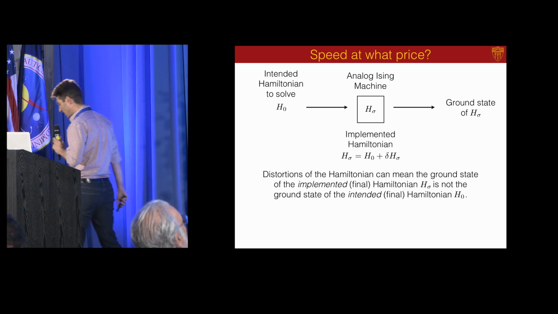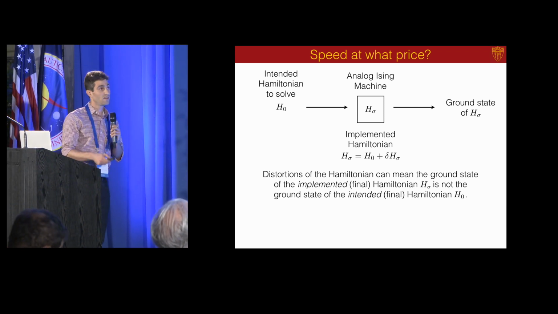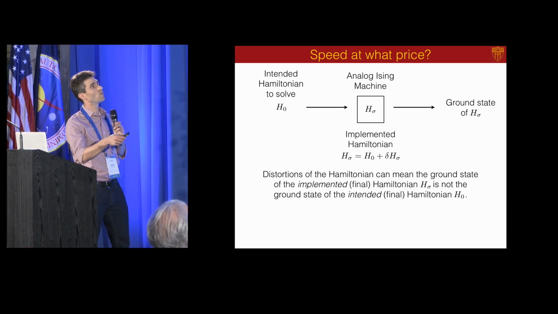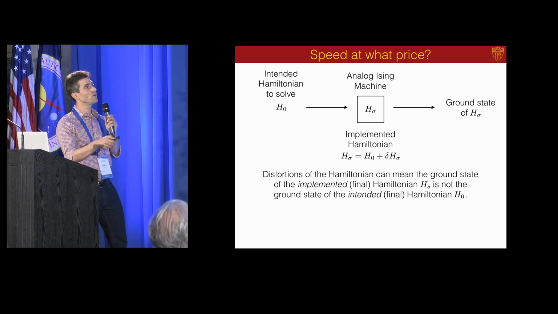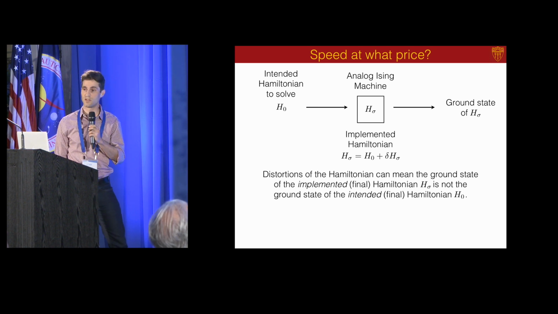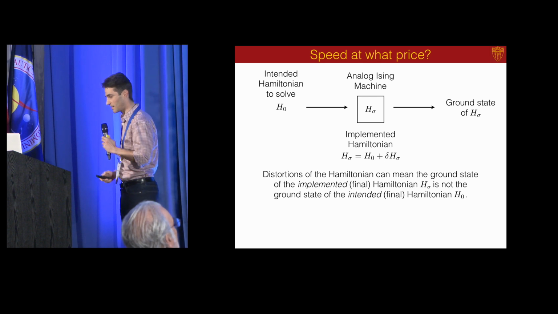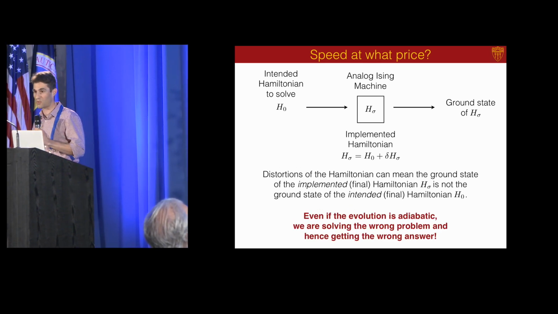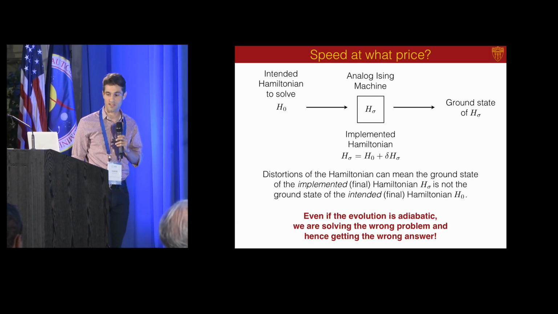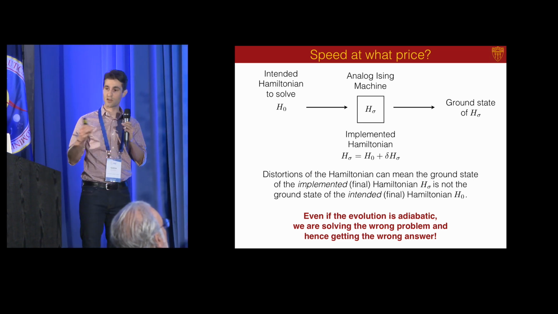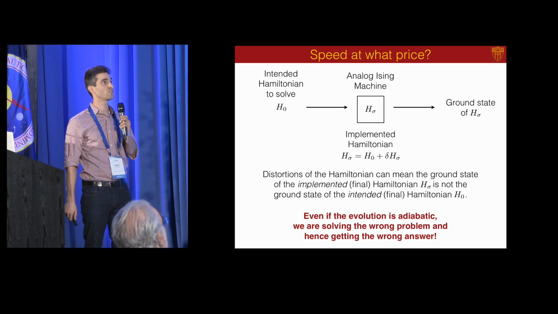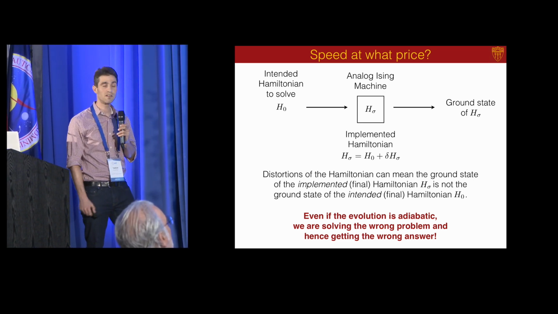Now the problem is that depending on what H sigma, the noise, is doing, the ground state of H sigma may not correspond to the ground state of H0. So even though your device solved the problem correctly, it ended up solving the wrong problem, so it actually gave you the wrong answer, right? So if, in the context of quantum annealing, my evolution was adiabatic, I would still get the wrong answer.